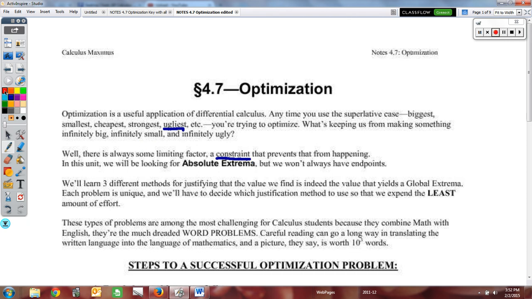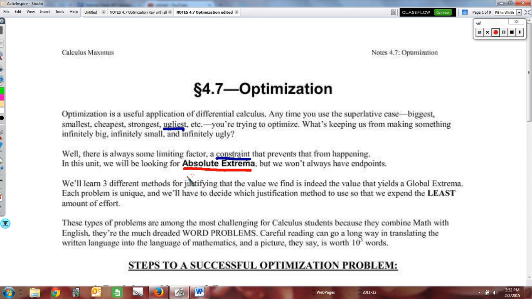Now, in this unit, we are going to be looking for absolute extrema. However, we will not always have endpoints. And so while EVT is going to be a first rule that we're going to use if there were a closed interval, we're going to have to use a modified first and second derivative in order to create tests that will take care of absolute extrema. So we're going to do a modified first or a modified second derivative test here. All right, and so that'll give us our 3 different methods that we are going to use to actually find this global extrema that is our target.